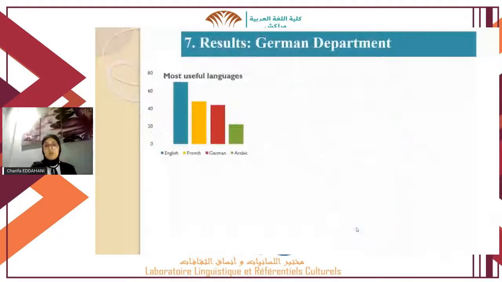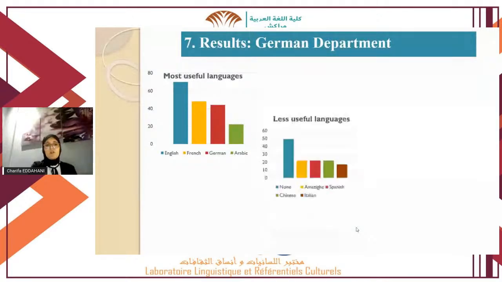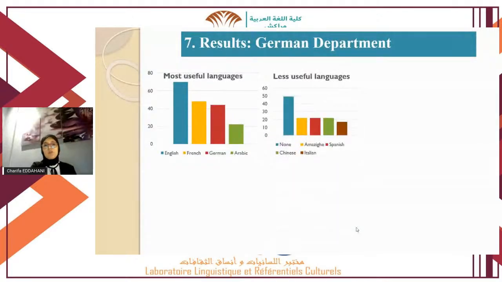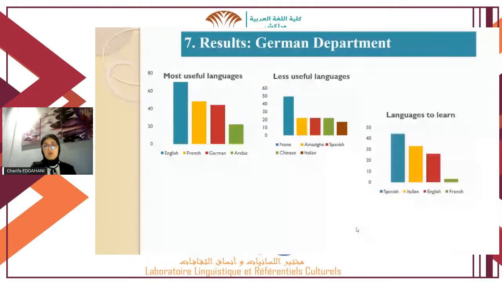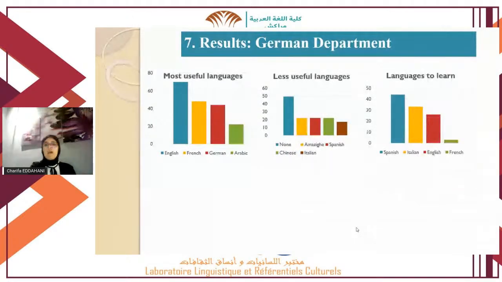As regarding the German department, for them the most useful languages are English and then French. Less useful known, but you can see here also Amazigh, so they cited one of the Moroccan languages. Languages to learn are Spanish and Italian.